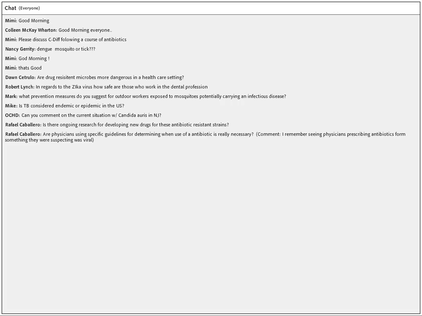Can I comment on the current situation with Candida auris in New Jersey? I've heard about the situation, but I don't know too much about it other than that Candida auris is something we find everywhere in the environment, just like Candida albicans. I know it's affecting an immunosuppressed population. I can get more information and send it out.